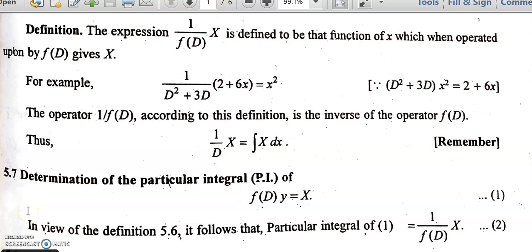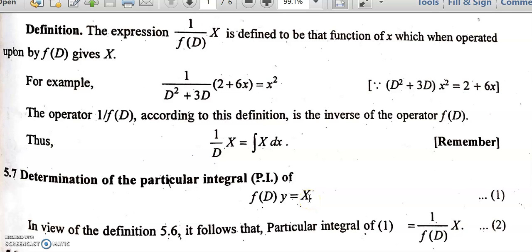Welcome students. As you know, the nth order linear differential equation with constant coefficients has the general form f of D y equal to x. The general solution of this equation consists of two functions: one is called the complementary function and the other is called the particular integral.